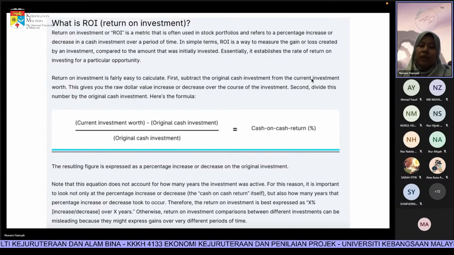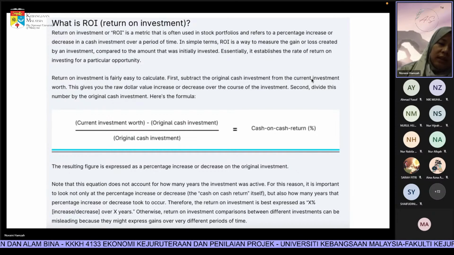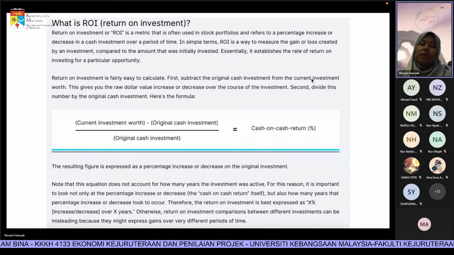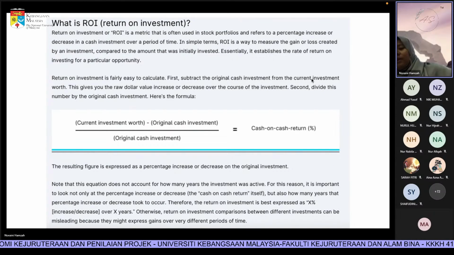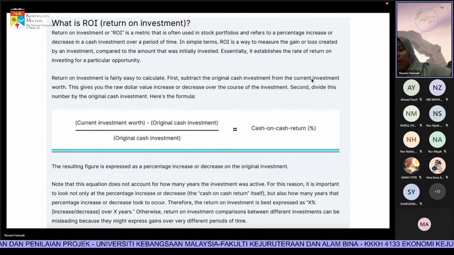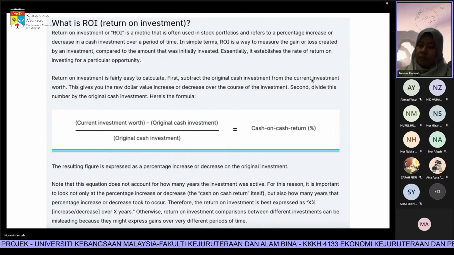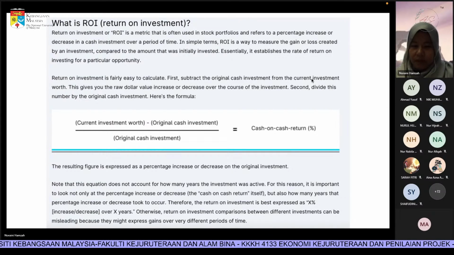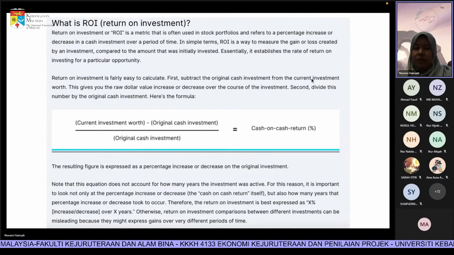NPV, the values of yearlies of your cash. Dia cuma total aja. Total of current investment worth, maksudnya the pluses, whatever profit that you can gain, minus original cash investment. Of course, cash investment tu you tahu berapa lah. That one on the year 0 kan. Year 0 you do all the investment. Then over original cash of investment. Okay, so nampak tak? Worth minus investment over investment.